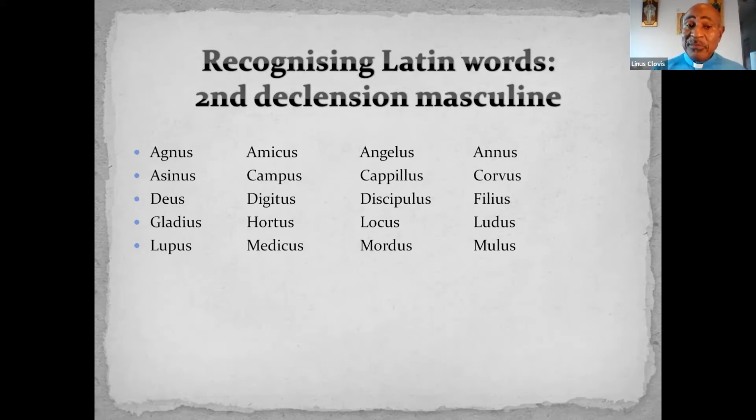Medicus is easy because if you have lupus, you need a doctor. So you have medicus. And morbus, from which we get morbid. Right? So it's a sickness, an illness of any kind. And mulus is easy enough. If you put it in the vocative, you get mule. So mulus is a mule. Okay, so you see these words flow very easily into English.